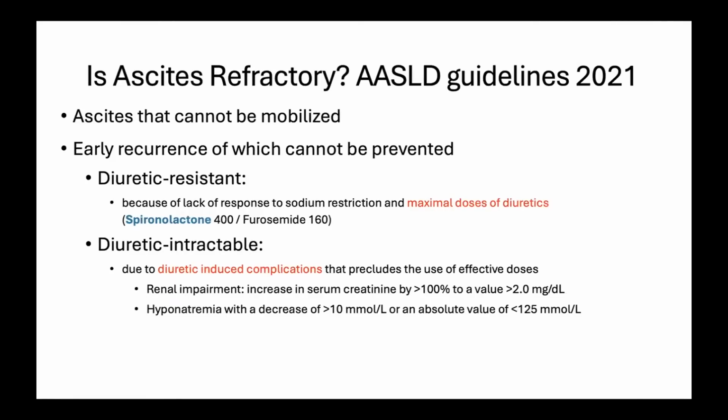Hyponatremia is also important. It's frequent to cause hyponatremia with diuretics. A decrease of more than 10 millimoles or an absolute value of 125 should tell us that we are probably giving too much diuretics or we are causing complications. But you see, this threshold is 125. It's not 130 or 128. It has to be a severe hyponatremia.